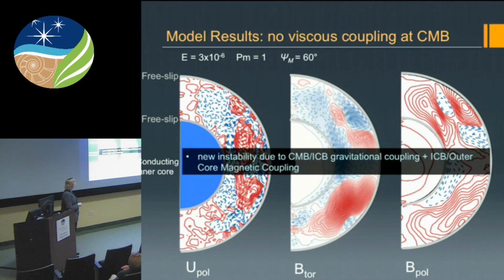So we've essentially in some ways found a new instability. Okay? It's due to having core mantle boundary and inner core gravitational coupling plus inner core, outer core magnetic coupling. Okay? So you need two ingredients in order to make this recipe. This is a terrible name for an instability, and we're trying to think of a better way to describe it, but that's really what it is.